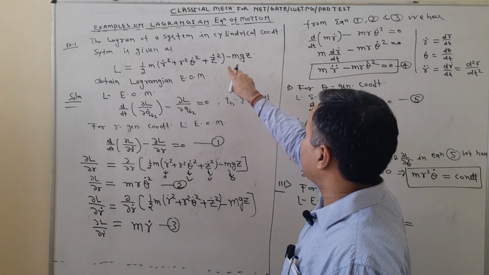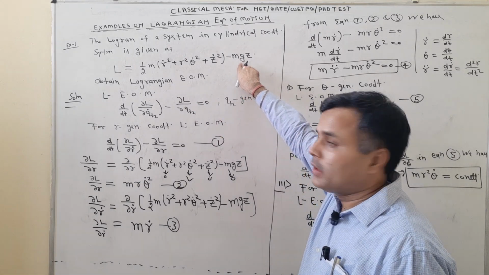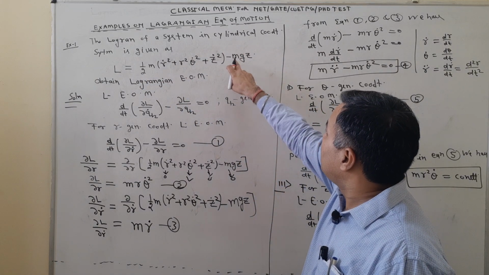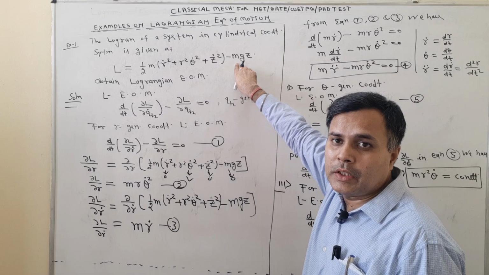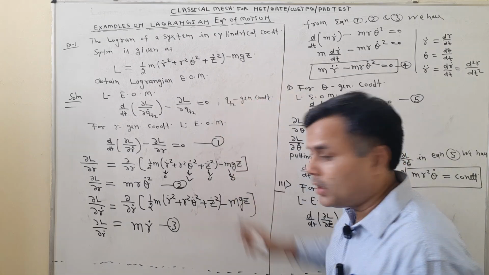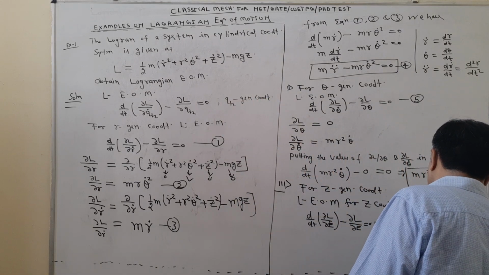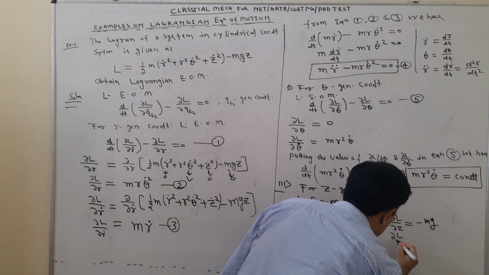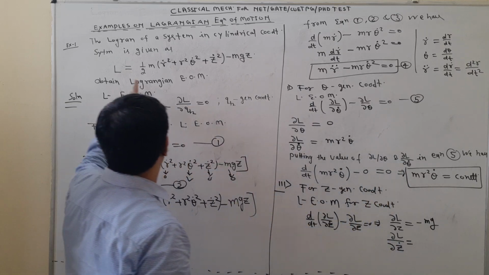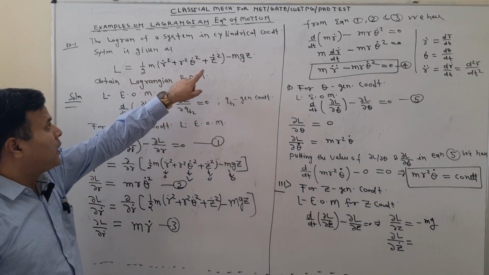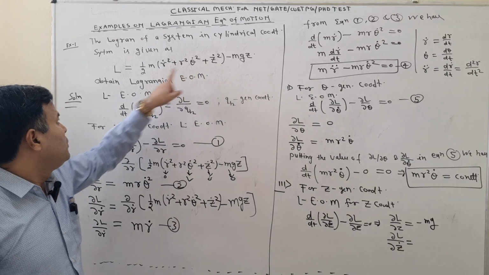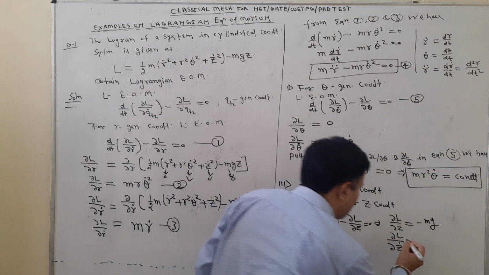So differentiating partially with respect to z, the whole kinetic energy term gives 0, and we have only the potential term mgz, which gives ∂L/∂z equal to simply minus mg. And what is ∂L/∂ż? Again differentiating this Lagrangian partially with respect to ż, this gives twice ż, so the 2 will cancel out, and we have mż.